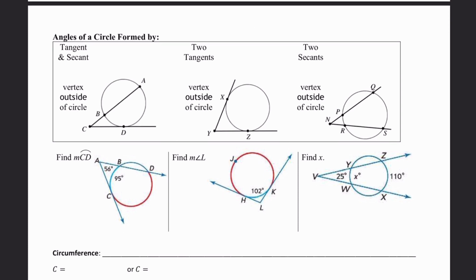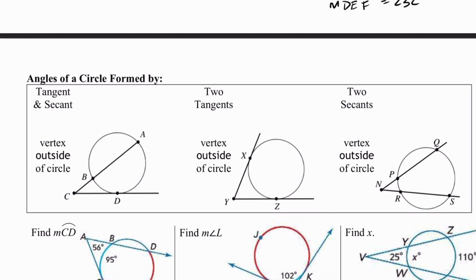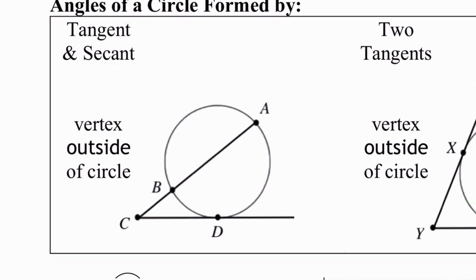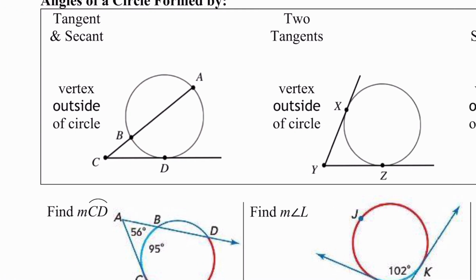Okay. Let's look at this. Angles of a circle formed by tangent and secants. If the vertex is outside of the circle, okay, so here's our angle, and notice the vertex is outside of the circle. This is the circle here. Then you have to know this formula.